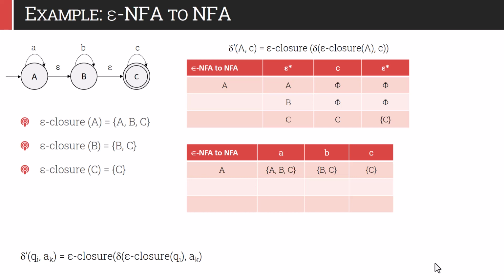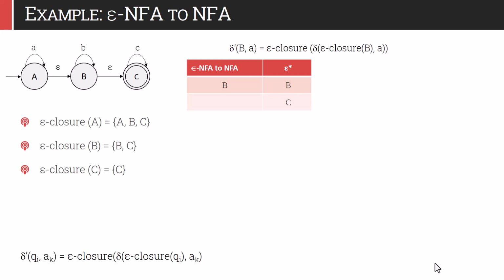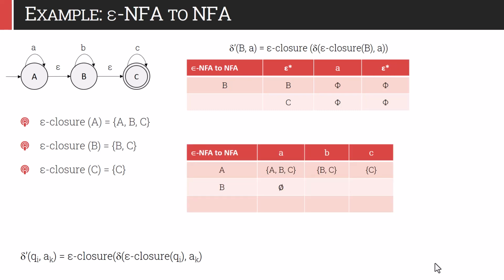We will repeat the same process for state B and state C. So we need to compute delta dash B comma a. Epsilon closure of B is just BC, and on input a there is no transition from B, so that will be phi, and the epsilon closure of phi would remain phi. So the next entry in the table would be phi.